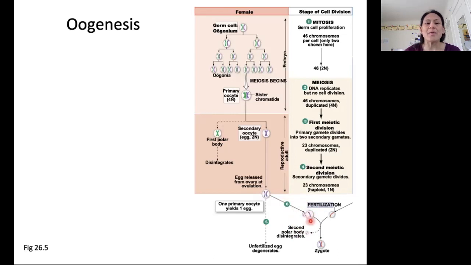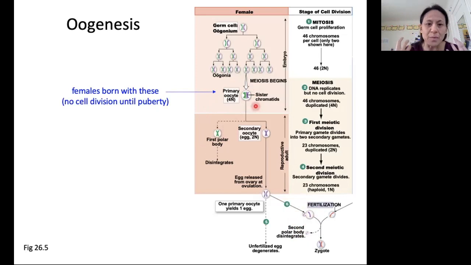Okay. A couple things that I want to point out about this cell division cycle. First of all, females are born with the primary oocytes. So the eggs that females are born with are these cells that have undergone that first DNA replication, but have not undergone any divisions yet. And as you have probably heard elsewhere from other sources, females are born with all of the eggs that they're going to have.